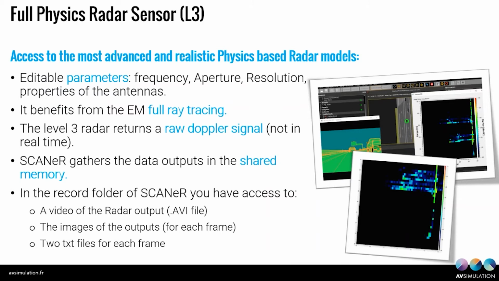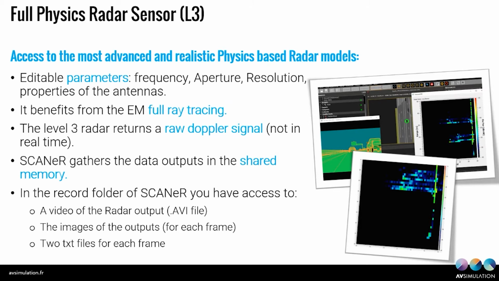First of all, if you want to use it, the first step you will have to do, a bit like the other types of sensor, is to model this radar in SCANeR Studio. To do that, we give you access to a lot of different parameters for your radar to be able to really model your sensor. For example, you can change the frequency, the aperture, the resolution, and the different properties of the antenna of your radar at level 3.